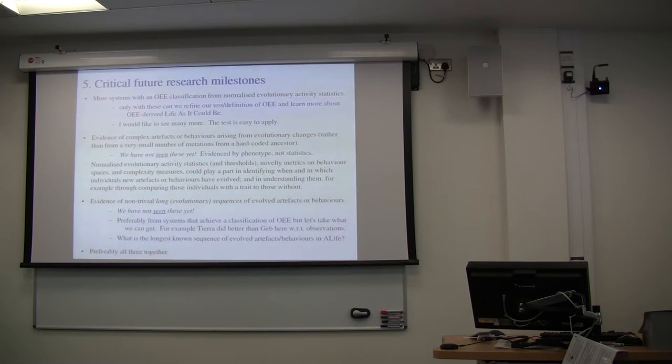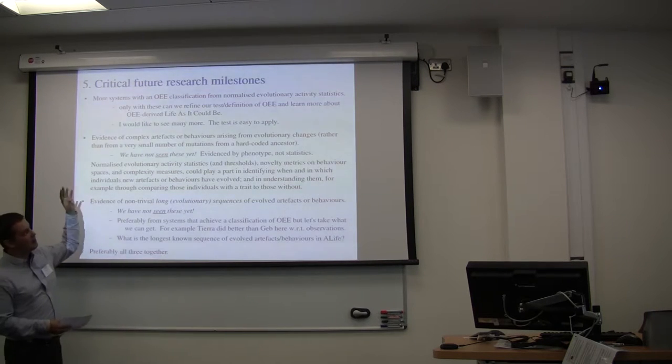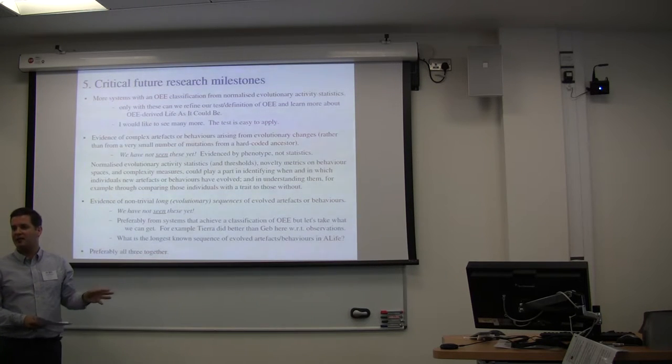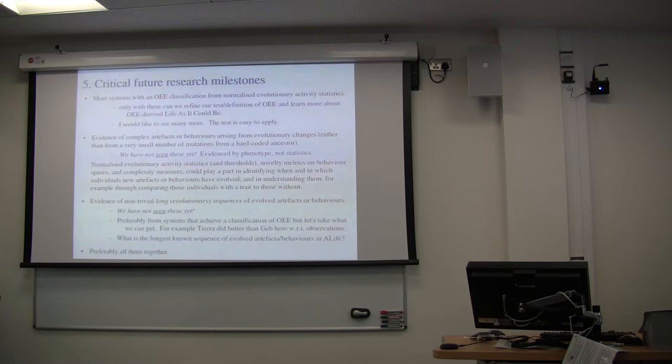So milestones, I really say there are three that seem very important to me. The more systems we can have being measured by whatever it is we agree are classification systems, the better we'll be able to improve those classification systems. We need things that push the boundaries in order to say, actually, we're still unhappy, we need to modify the tests. And they are quite easy to apply.